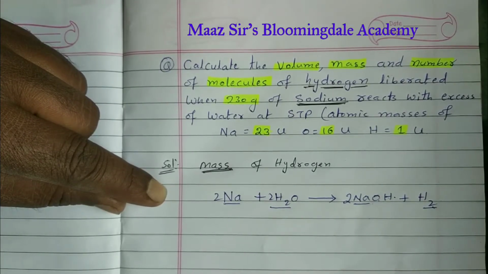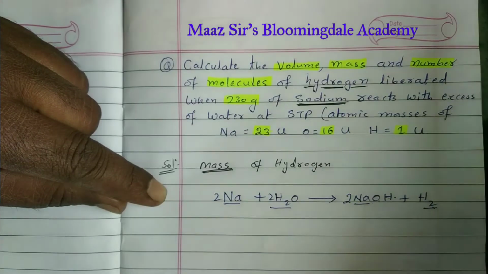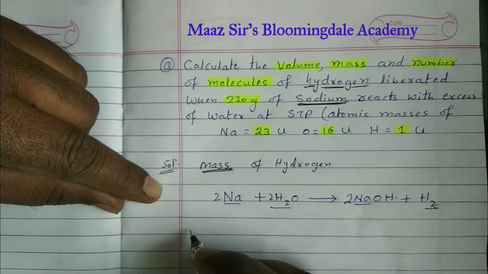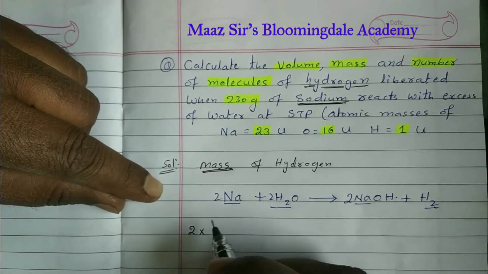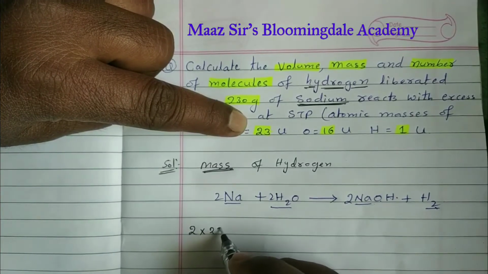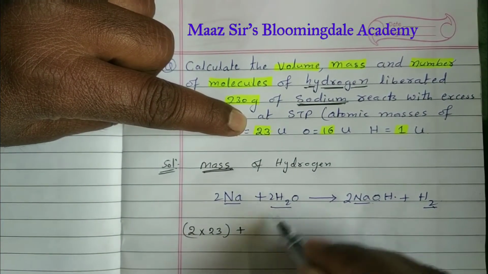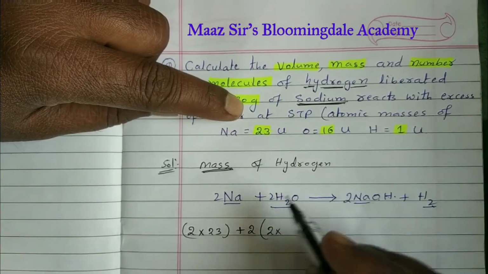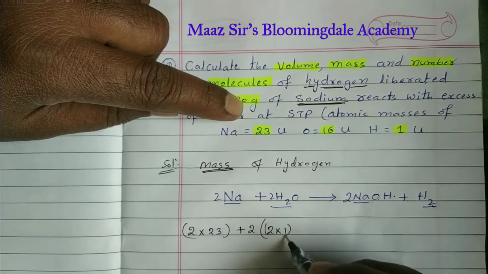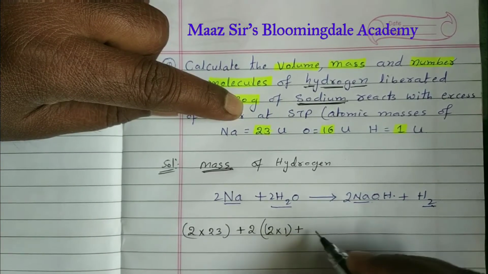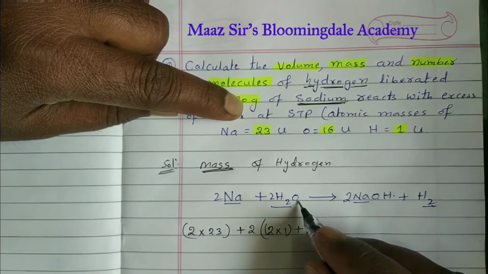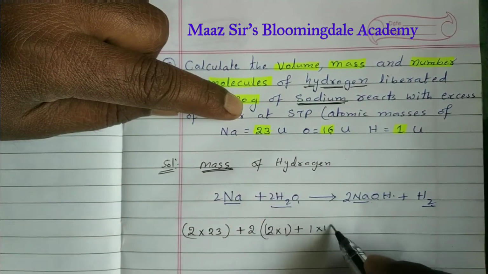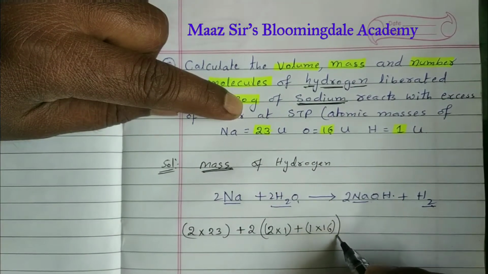Now you have to solve the equation by finding out the molecular masses. So how many sodiums are there? 2 into Na. Na is 23 plus 2 H2, 2 into 1. So keep it in bracket, plus 1 into 1 oxygen is there, nothing is there means 1 is there, 1 into 16. So keep it in whole bracket.